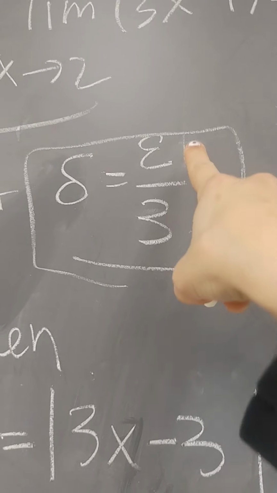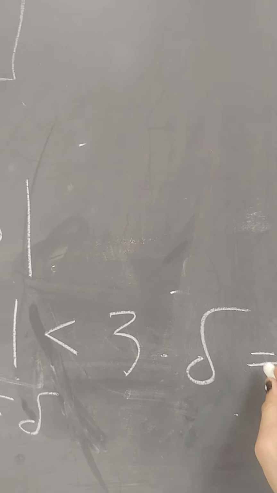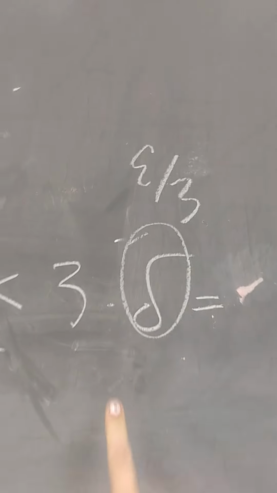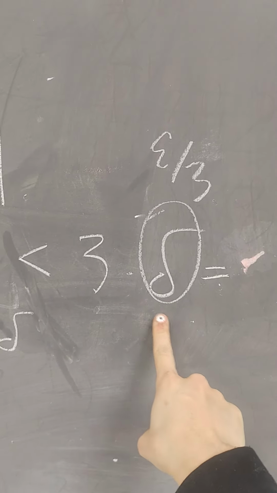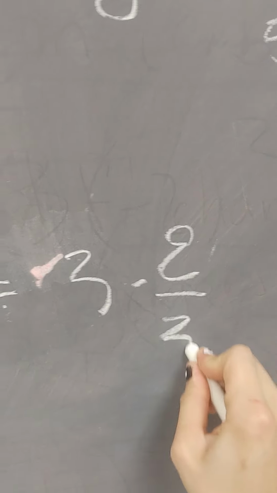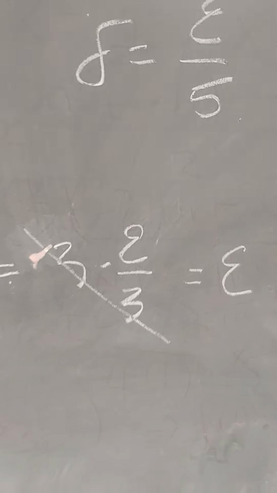So at this point, I can plug in epsilon over 3 into the delta that we have down here. So this thing right here is epsilon over 3. So this is equal to 3 times epsilon over 3. This canceled out, which is equal to epsilon.